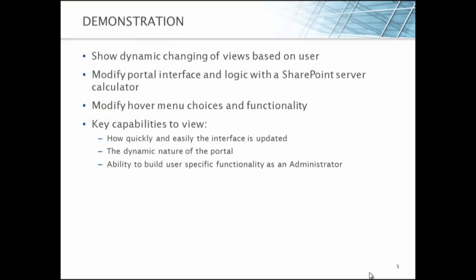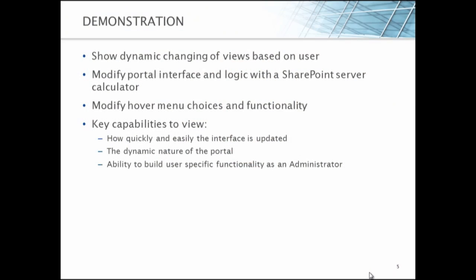We'll be able to modify the portal interface and logic with a SharePoint server calculator. So instead of just having to select how many servers you need, we'll add in special functionality that allows you to select how many users are going to use the system, and then it will automatically generate the number of servers necessary to support that implementation. And then we'll modify the hover menu choices and their functionality. So being able to take a mouse and hover it over a particular machine, add in a different action, in this case a send mail, to chronicle the actual configuration of that system. We'll show you exactly how easy it is to modify that.